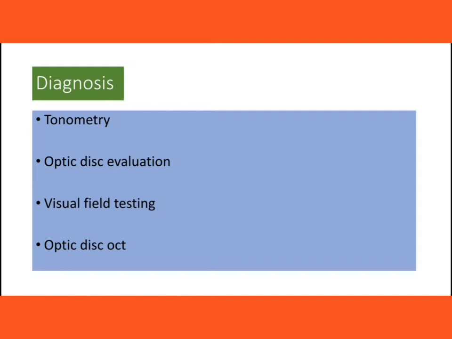Okay. Another is optic disc evaluation to see the cup disc ratio, and if it is more than 0.9 or 1, then it can be glaucoma. Optic disc OCT should also be done to evaluate the thickness of the RNFL layer, and visual field testing with the help of the Humphrey visual field analyzer. The video on the Humphrey visual field analyzer is also available on the channel, so you should go and watch that video.